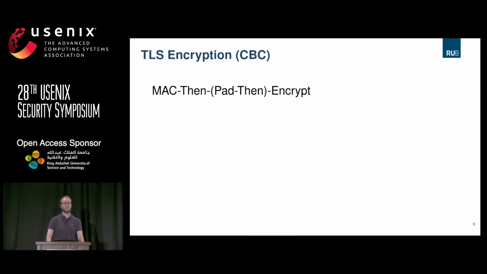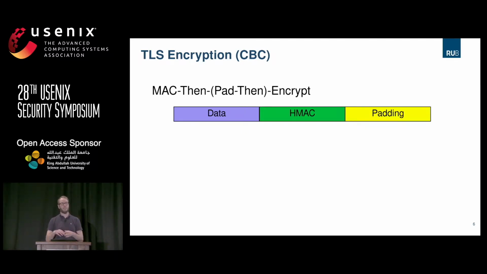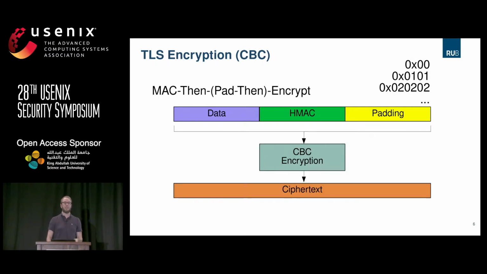So in TLS, there is this concept of MAC, then pad, then encrypt. This means that if you want to send some encrypted data, you first compute an HMAC with that data, and then you pad this data. So you add additional nonsensical bytes to the end of the message so that your plain text message is a multiple of the block size of a block cipher. For example, if you have 1 byte of padding, you add just a 0 byte. If you have 2 bytes of padding, you add 2 1 bytes. And if you have 3 bytes, you add 3 2 bytes, and so on. And afterwards, you simply encrypt the whole plain text with the CBC mode and generate some ciphertext, which you then can send to the other side.